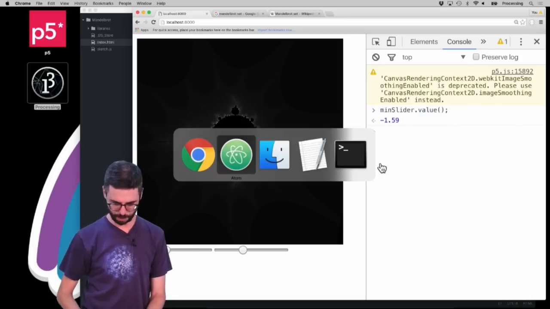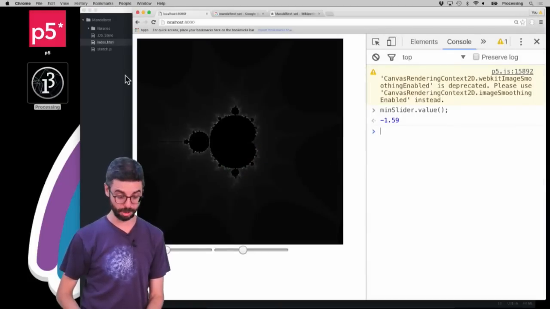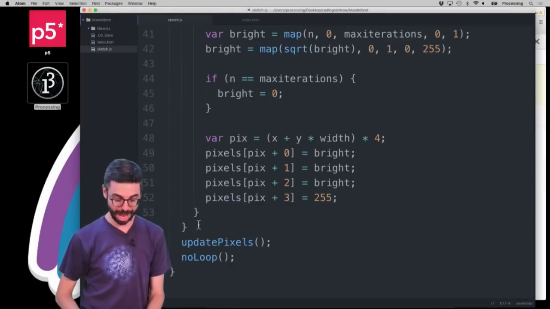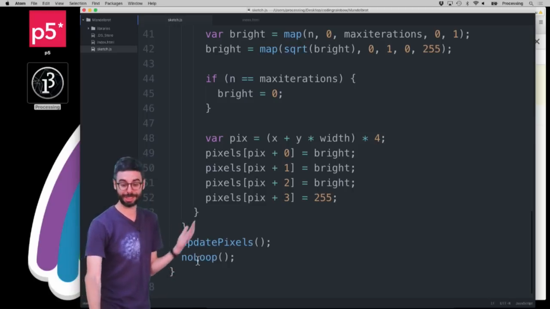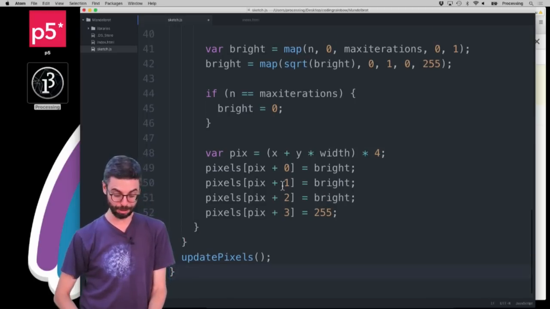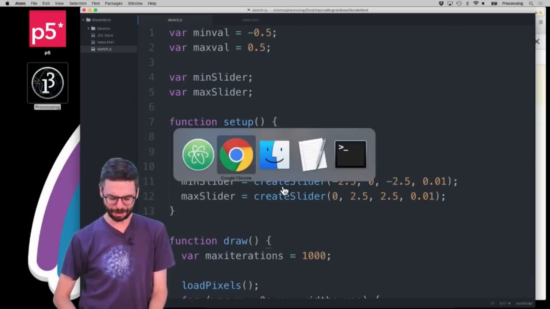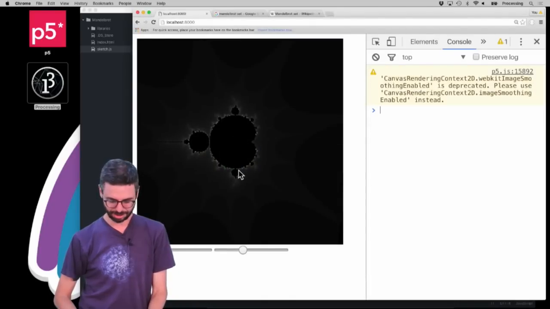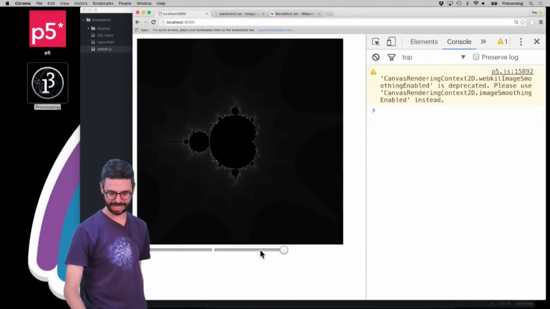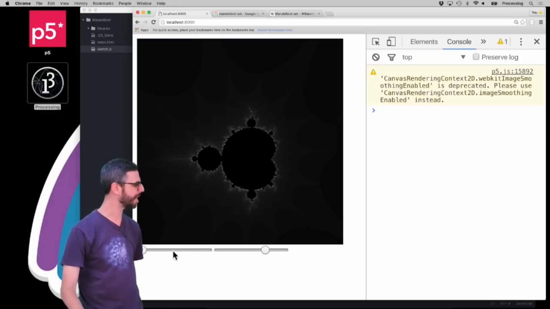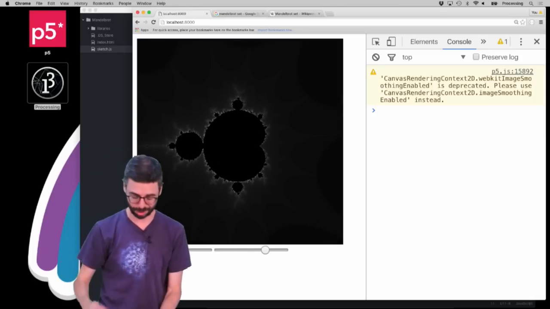It is at negative 1.5. Oh, I have no loop in my code. Because in draw, before I didn't want it to change, so I just had no loop. So I'm going to take out no loop so that it loops. But there really is another issue, which is that, you know, I can make these changes, but look how slow. These pixel operations are really, really slow.